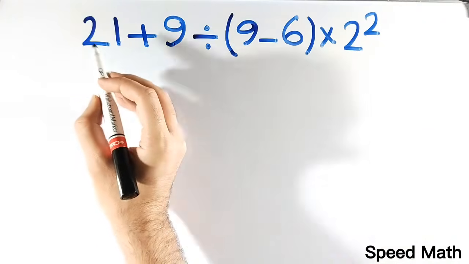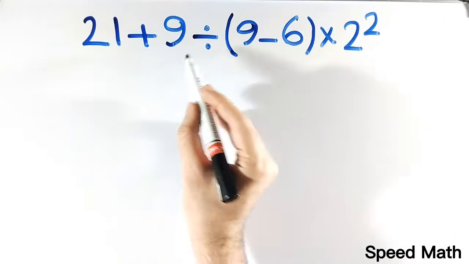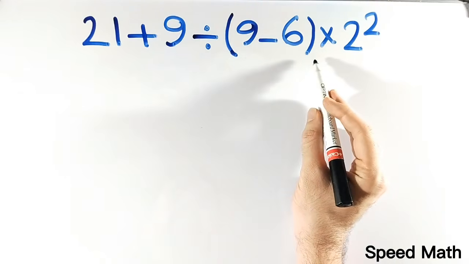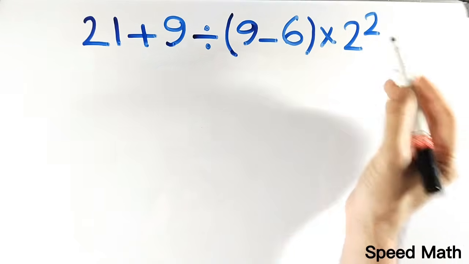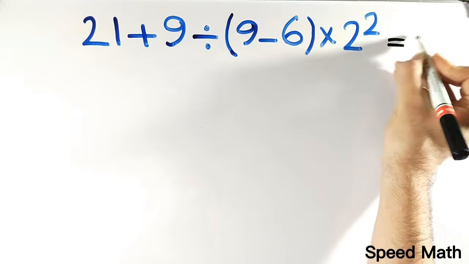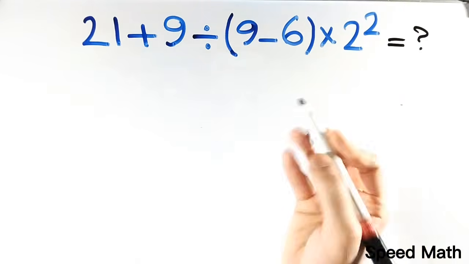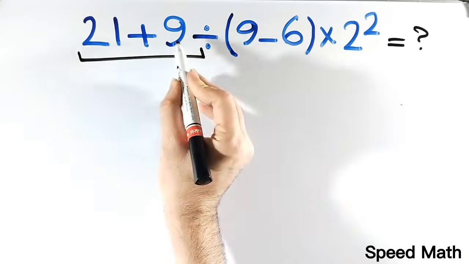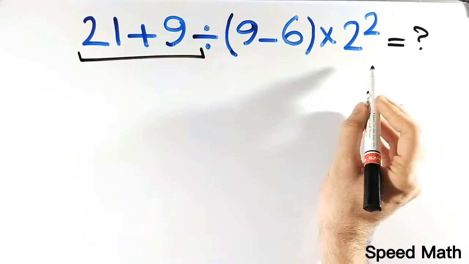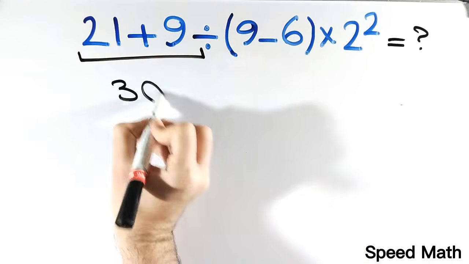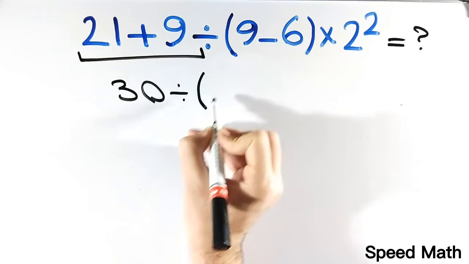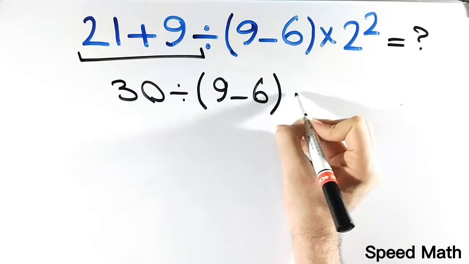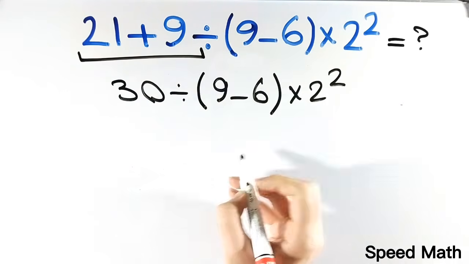If we have the expression 21 + 9 ÷ (9 − 6) × 2², then what is the correct answer to this question? Many people when solving this question first go for the addition between 21 and 9, and instead of this expression they write 30 ÷ (9 − 6) × 2².